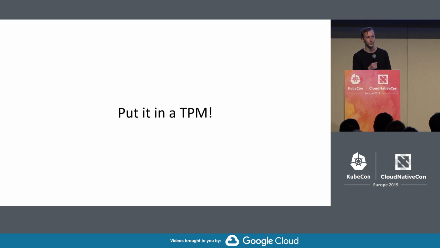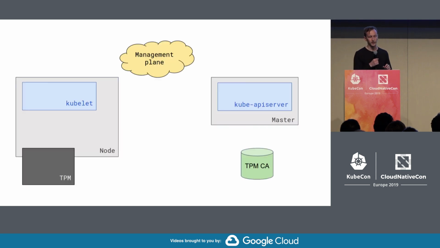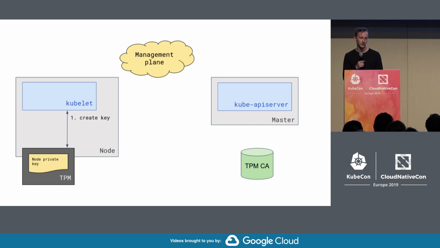So why don't we just put in the TPM? Because that way they can't exfiltrate it. So the idea here is exactly the same as the previous example. The only difference is that we start by creating the key in the TPM instead of on disk. And then we just go through exactly the same steps.